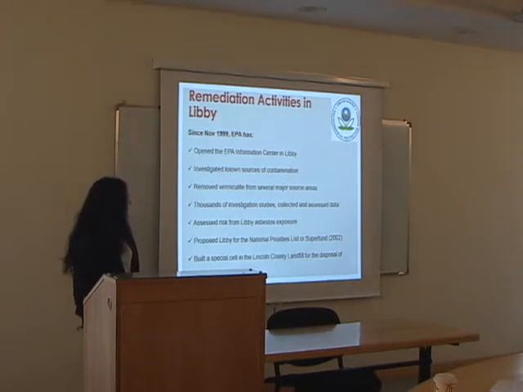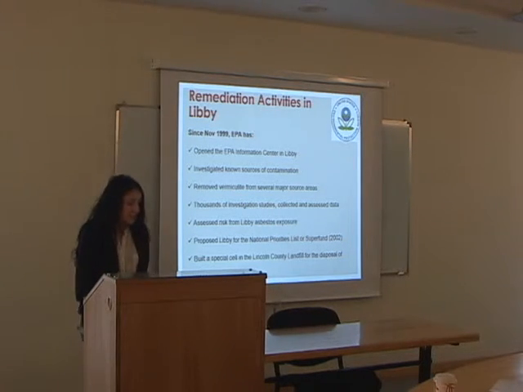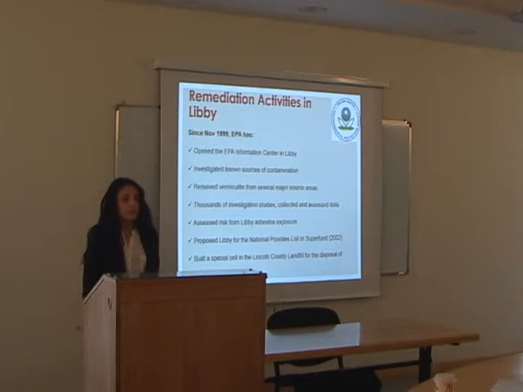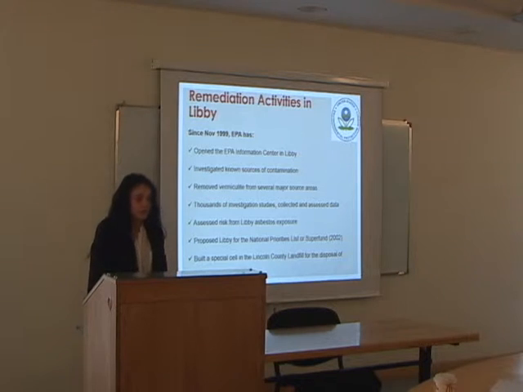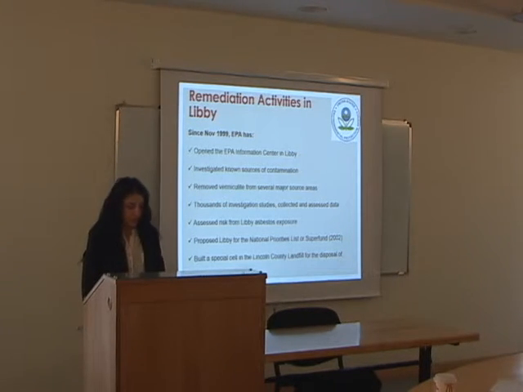Since 1990, EPA has undertaken a number of activities, which include opening the EPA Information Center in Libby. It was done to raise people's awareness about asbestos, so that people came and asked questions and became involved in remediation actions. They investigated known sources of contamination and removed vermiculite from several major source areas. Thousands of investigation studies, collection and assessments were done. In 2002, EPA proposed Libby for the national priority list. Then they built a special cell in the Lincoln County landfill for the disposal of asbestos waste.